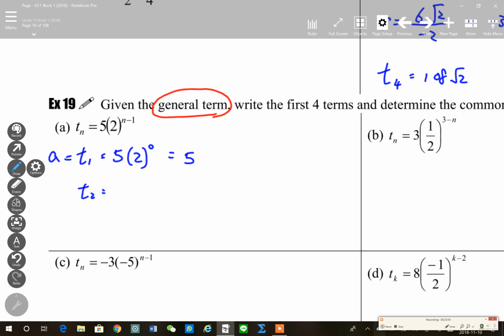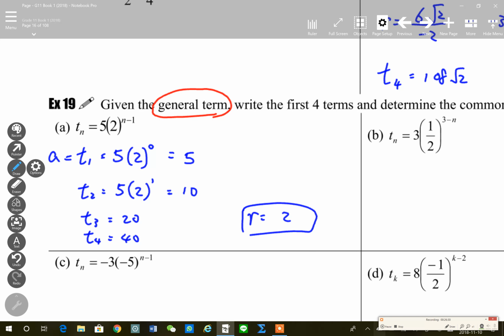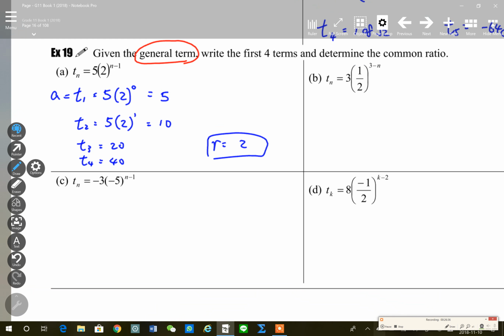T2, how do we get T2? 5 times 2 to the 1, because 2 minus 1 is 1. 10, right? Now you start to see the pattern. What's the common ratio? Each time you multiply by 2. So next one, T3, we can go faster now. T3 will be 20, T4 will be 40. Ratio is 2. Once you get the first couple of them, then you know the ratio. All right, let's try question D.